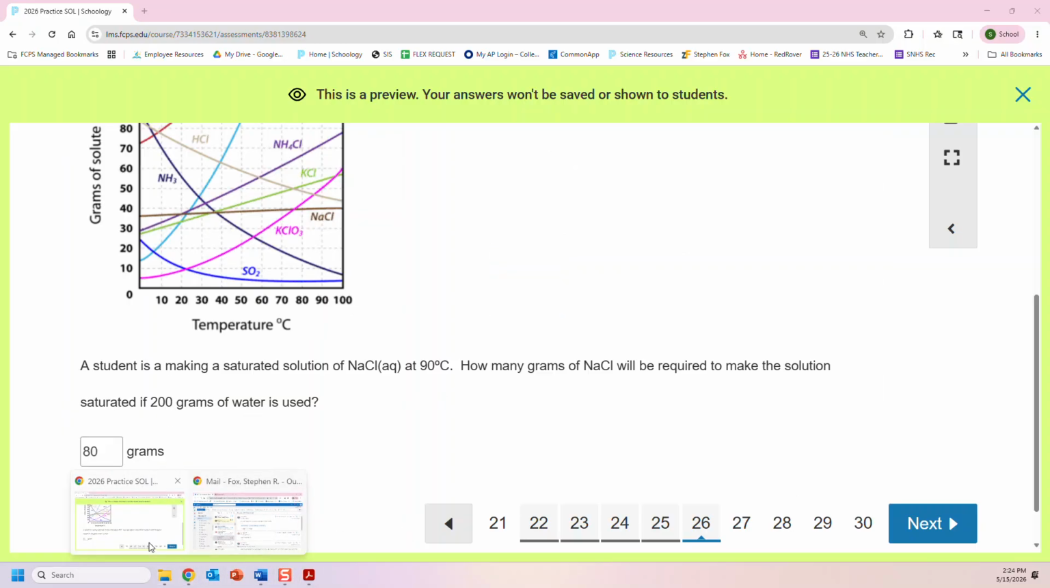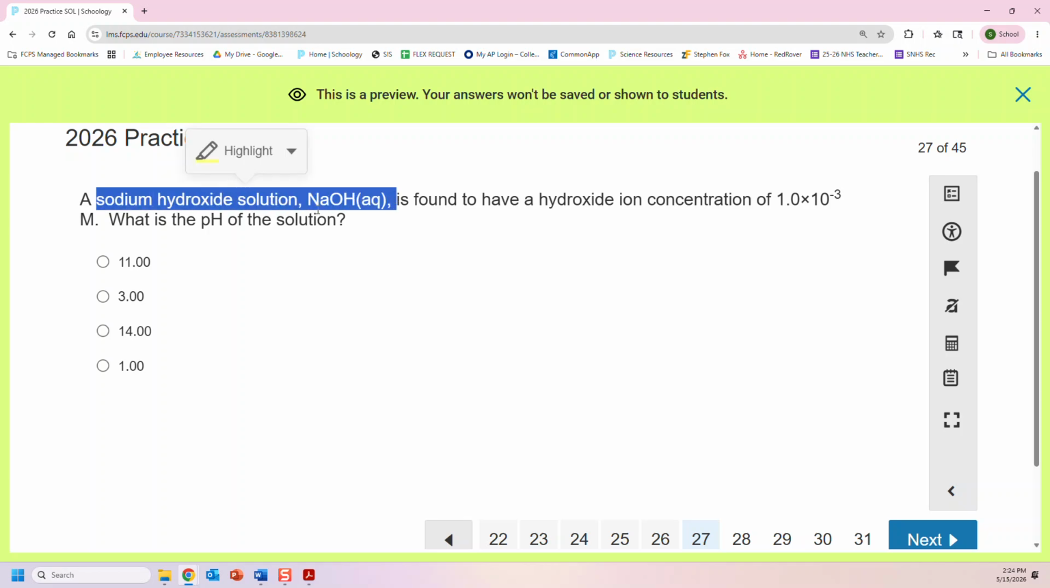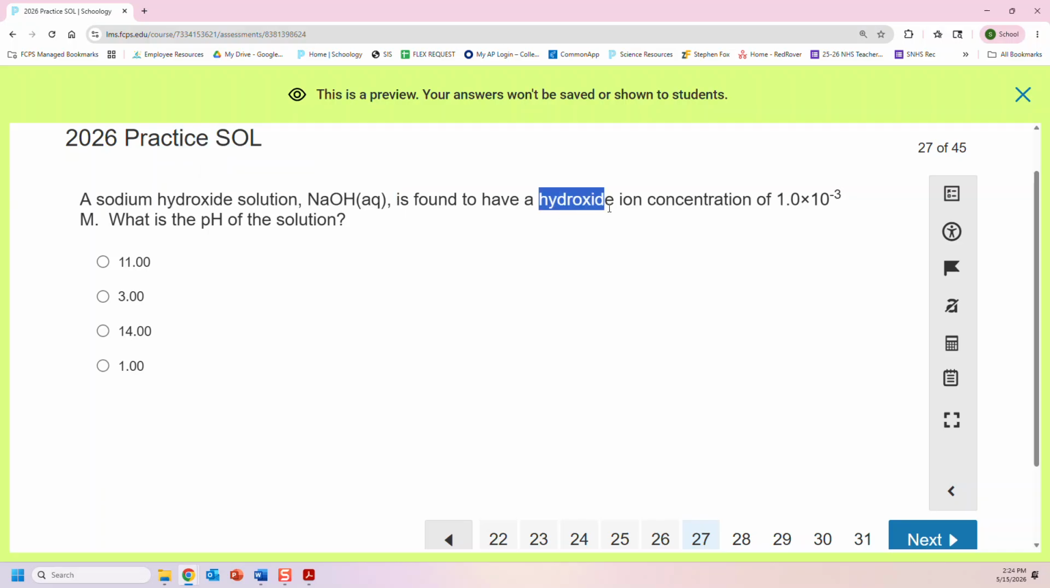All right, let's keep on trucking here. We go to this one. So we got more solutions questions. We got a solution of sodium hydroxide. So hopefully, as soon as you see that, you know that that's a basic solution. When you have hydroxide in solution, OH minus, that makes the solution basic.